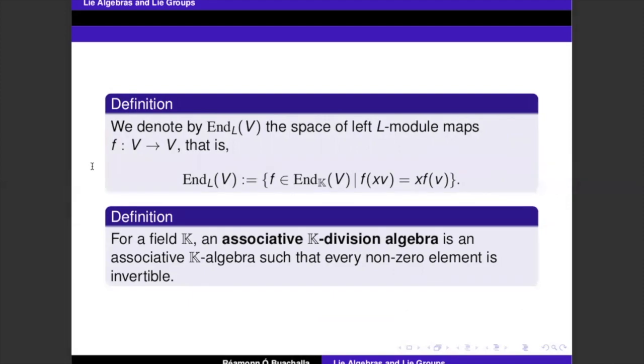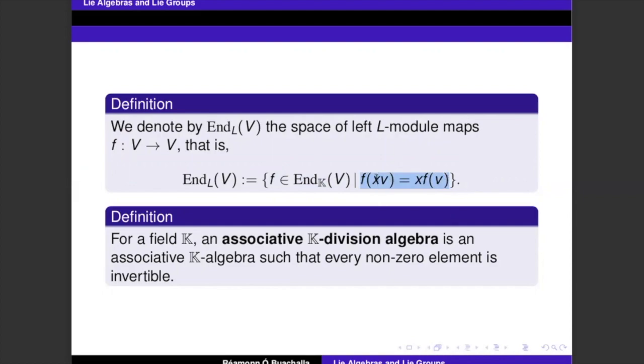So we start off just by denoting the space. This should be clear, but why not? We'll just write it down for clarity, the space of L module maps. These are the k-linear maps from V to itself, which are not only k-linear, but satisfy an additional requirement, which is to say they're L module maps.